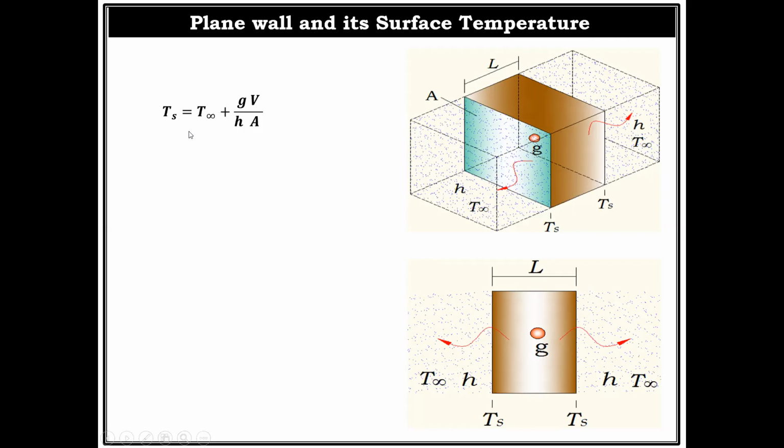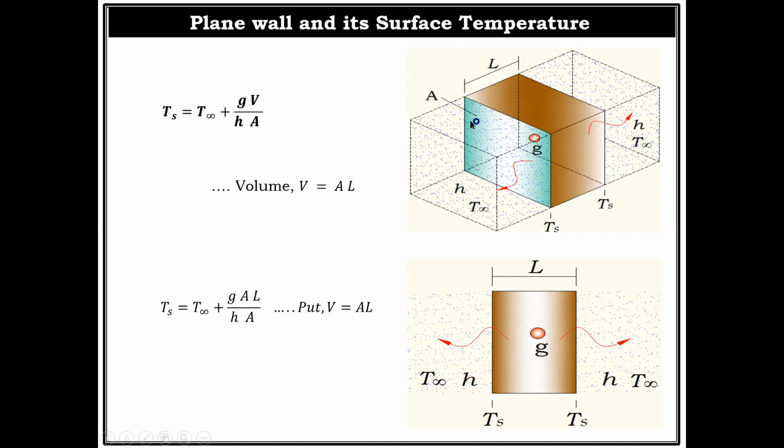Now we know the basic equation for surface temperature. Ts is equal to T infinity plus GV upon HA. We just derived it. Now we will talk regarding our plane wall. So what is the V? V is the total volume, and in case of plane wall, total volume is cross sectional area multiplied by length. So AL. Now put the value of this AL. Now Ts is equal to T infinity plus G, volume is AL, upon HA.